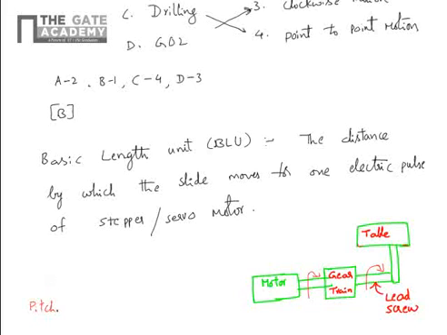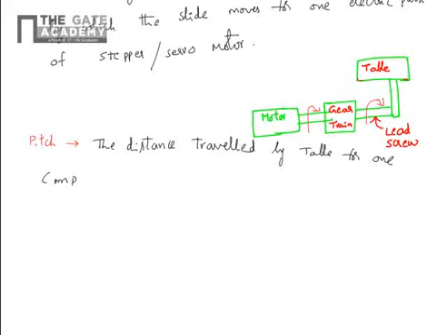Before going to this, a small definition: pitch is the distance traveled by the table for one complete rotation of the lead screw. Similarly, BLU is the distance traveled by the table for one pulse of the motor. So we solve a simple problem here. In GATE material, there is one question in theory.